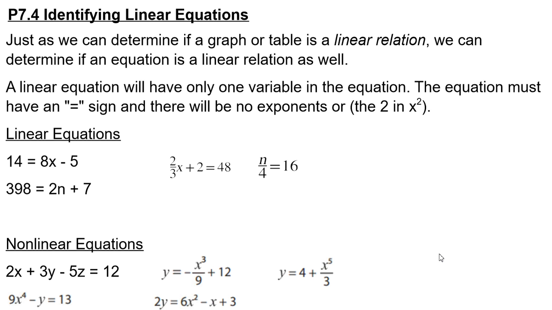So some examples of linear equations would be 14 equals 8x minus 5, 398 equals 2n plus 7, 2 over 3x plus 2 equals 48, and n over 4 equals 16. So all of these fit all of the criteria here. They only have one variable, they have an equal sign, and there are no exponents, or those little superscripts, is what we call them.